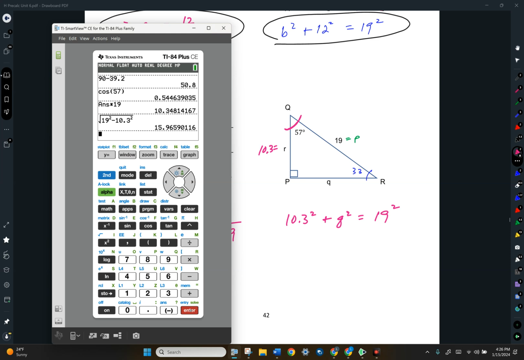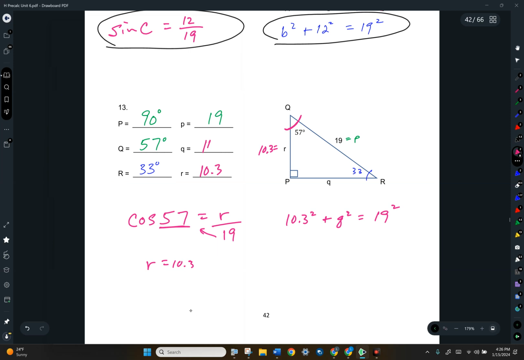So Q is 16.0. And no, you don't really have to write 0.0. I'm just going to write it so that you know I actually did round to the tenth. Okay?